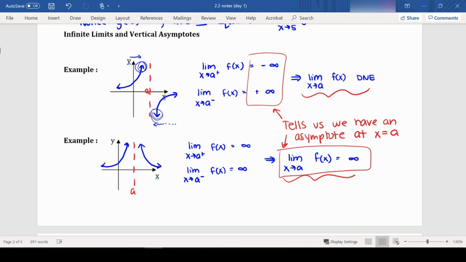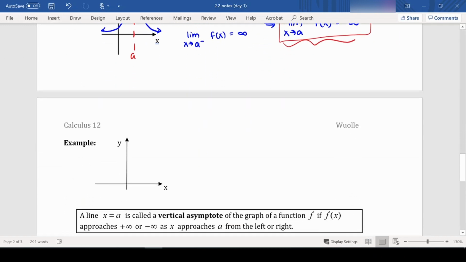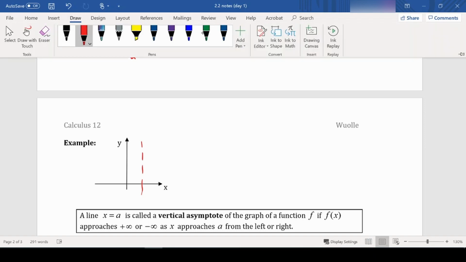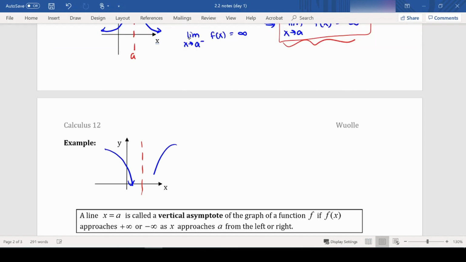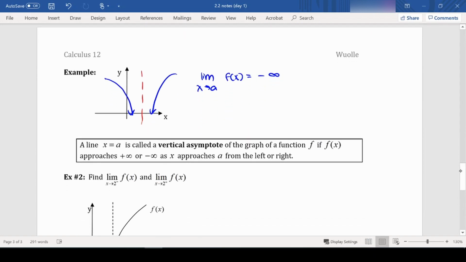Okay? So on the next page, it was just another opportunity to show another example of what this might look like. We might be maybe approaching negative infinity instead. Okay, you could be going down like this instead. And this would be the limit as x approaches a of f of x equals negative infinity. So in the box, it just says that you have a vertical asymptote at x equals a if you are approaching positive or negative infinity from either the left or the right. So you don't have to be approaching from both directions. And there's an example below of what that might look like.